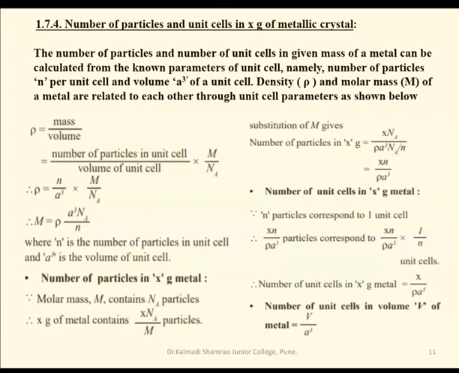The number of particles in x gram of metal. Since molar mass capital M contains N A particles, therefore x gram of metal will contain x into N A divided by capital M particles. Substitution of capital M will give us number of particles in x gram is equal to small x into Avogadro's number divided by rho into a cube into Avogadro's number whole again divided by small n, that is equal to x into small n divided by rho into a cube. This will be your final formula to calculate the number of particles for any solid state figure.